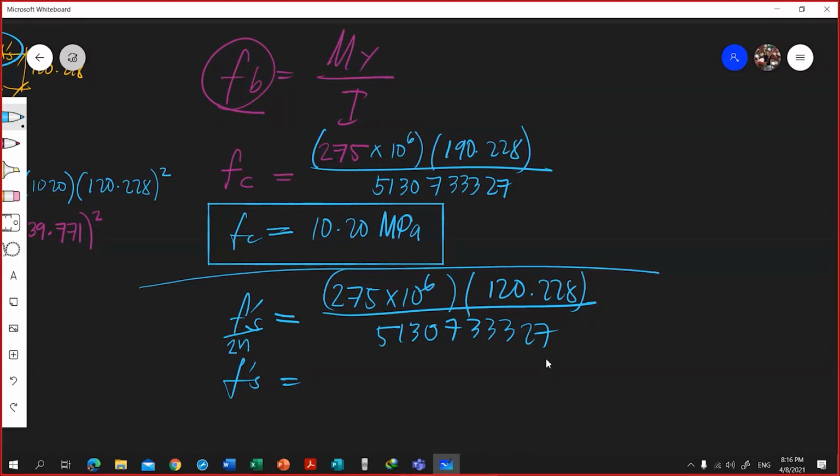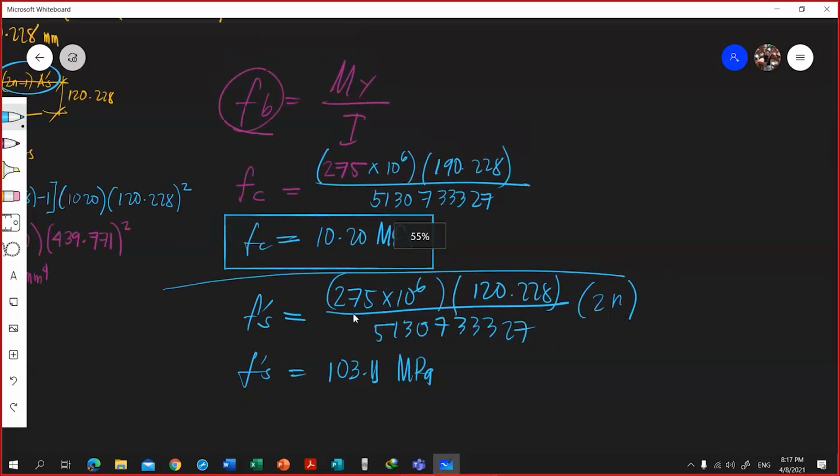Or, instead of dividing this by 2n, we just multiply by 2n. So instead of dividing by 2n, we multiply by 2n here. What is the value? 103.11. This is in megapascal.